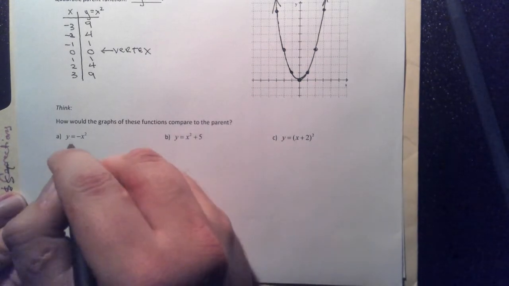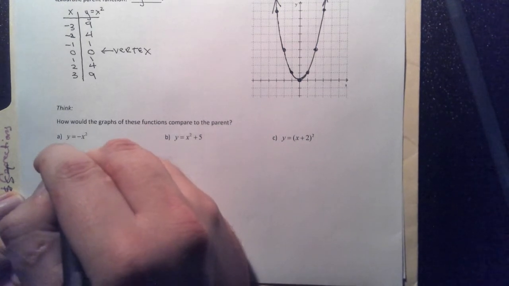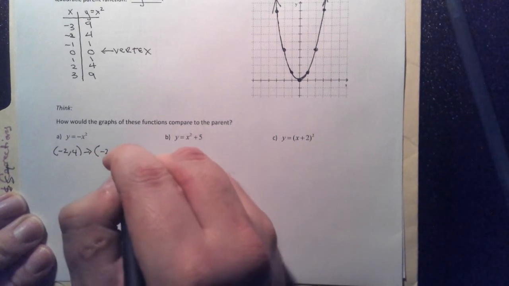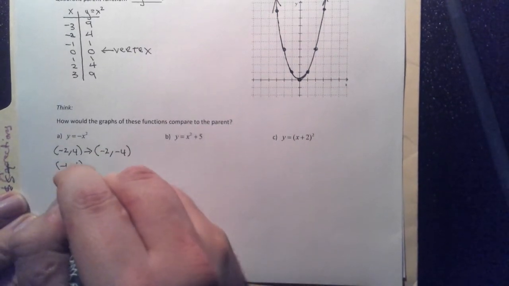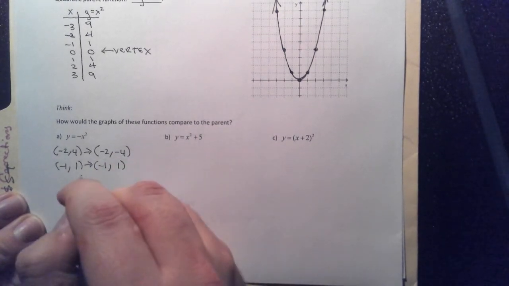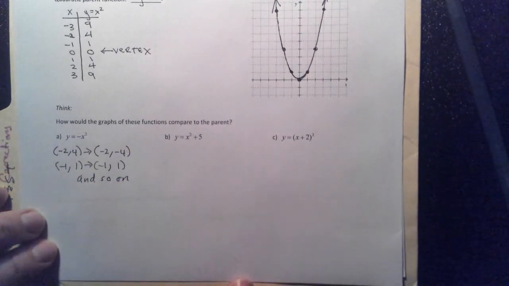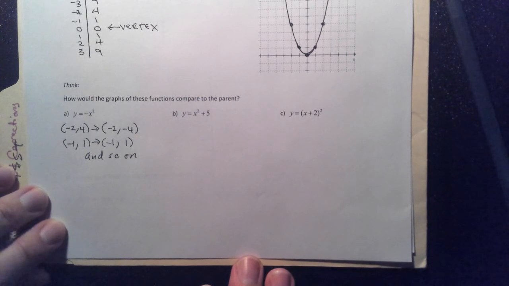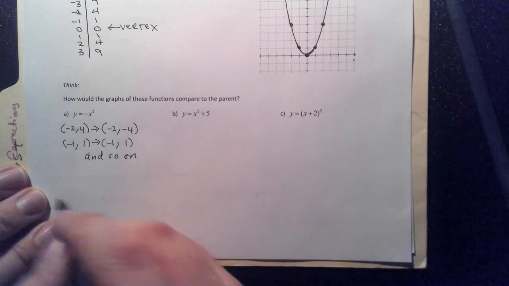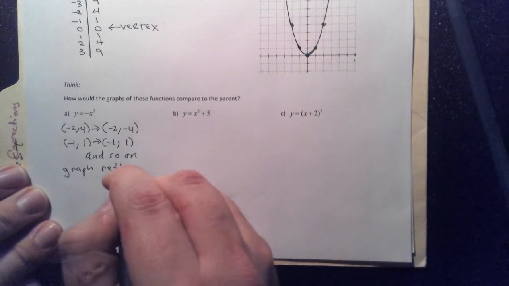So the points go down. For example, negative 2, 4 would go to negative 2, negative 4. Negative 1, 1 would go to negative 1, negative 1, and so on. So how I would describe this as a transformation is that the graph is going to be reflected downwards. It's reflected across, or in, the x-axis.